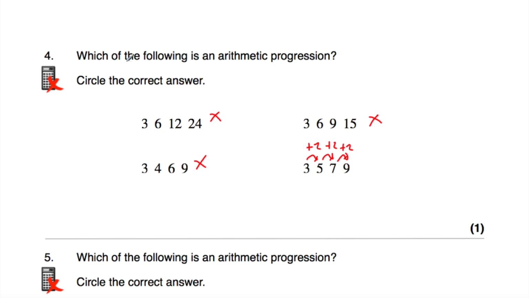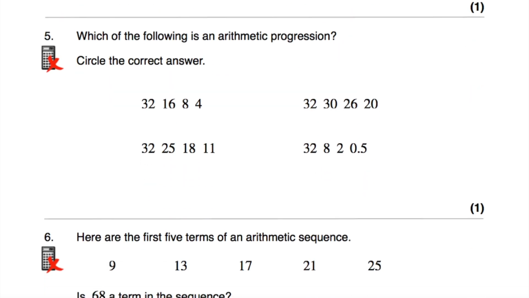So it's that one. And we've been asked to circle the correct answer, so let's just circle it. That's the correct answer, 3, 5, 7, and 9. Okay, let's look at our next question, question number 5.